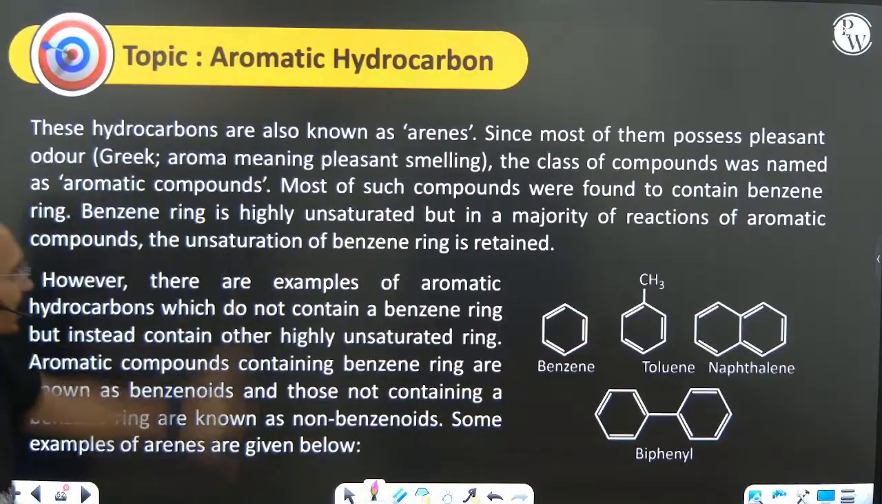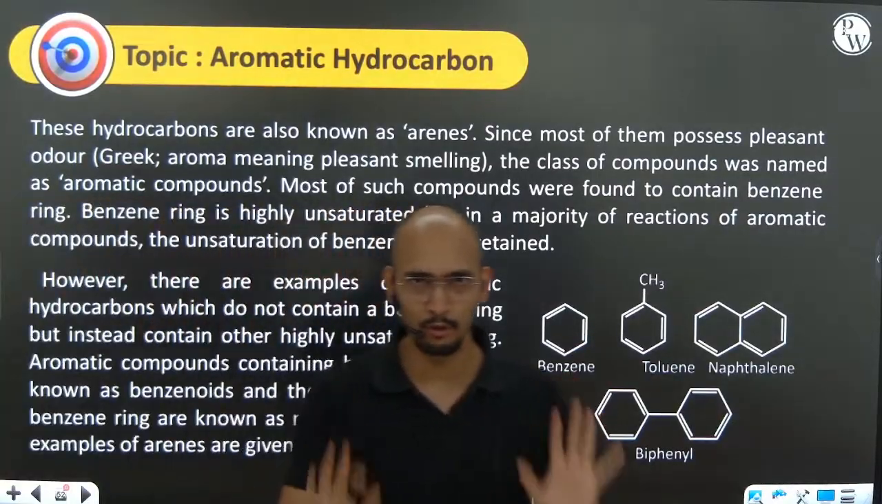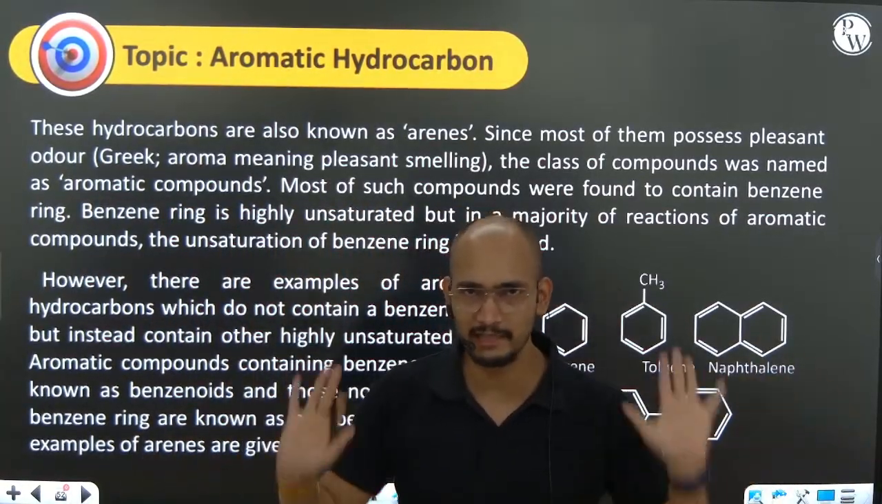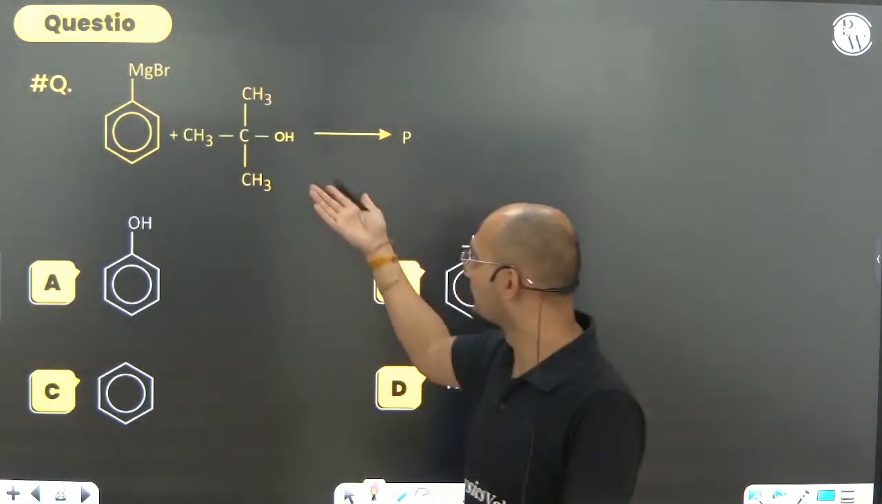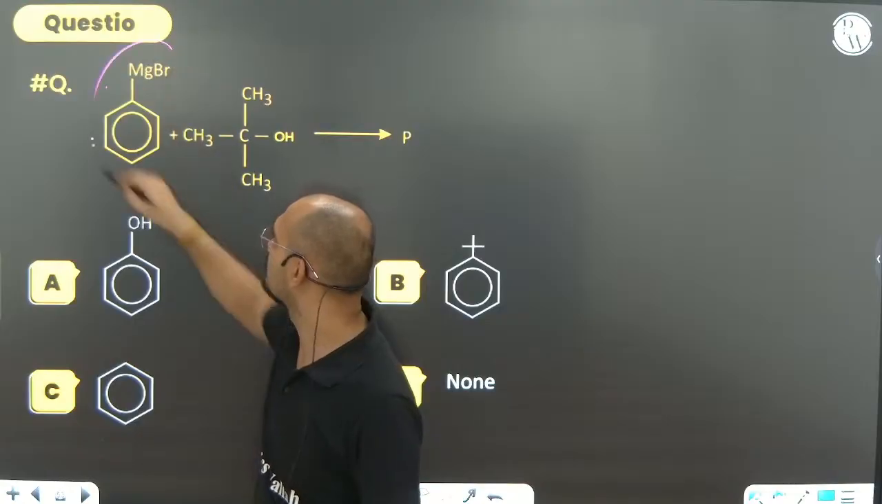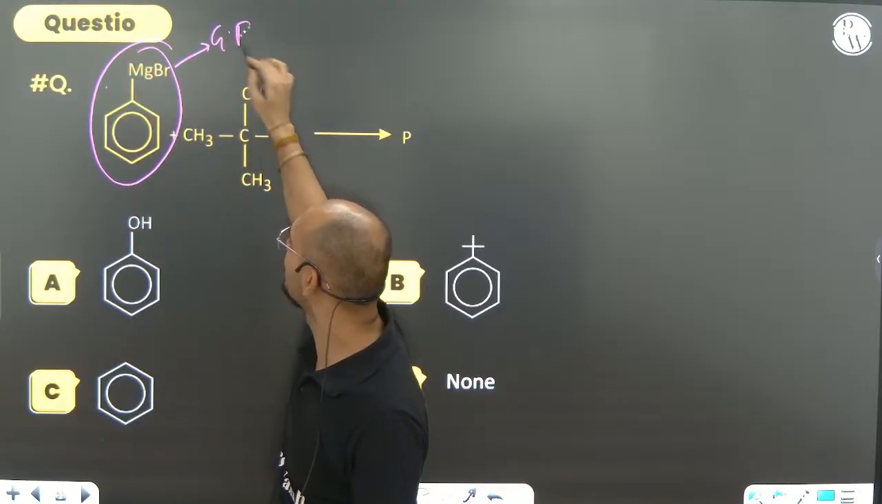Birch reduction. Aromatic hydrocarbons, I hope you all know that. I do not have to explain what aromatic hydrocarbons are. Directly I will come to the question. What will be the product? Can you see it is nothing but RMgX. It is a Grignard reagent.